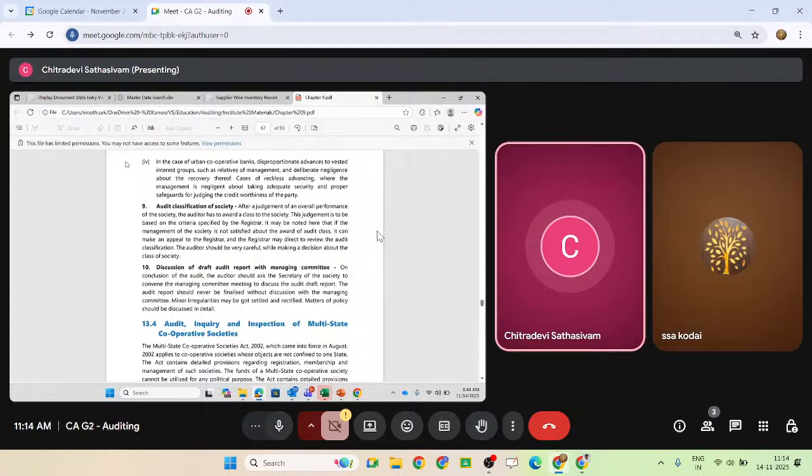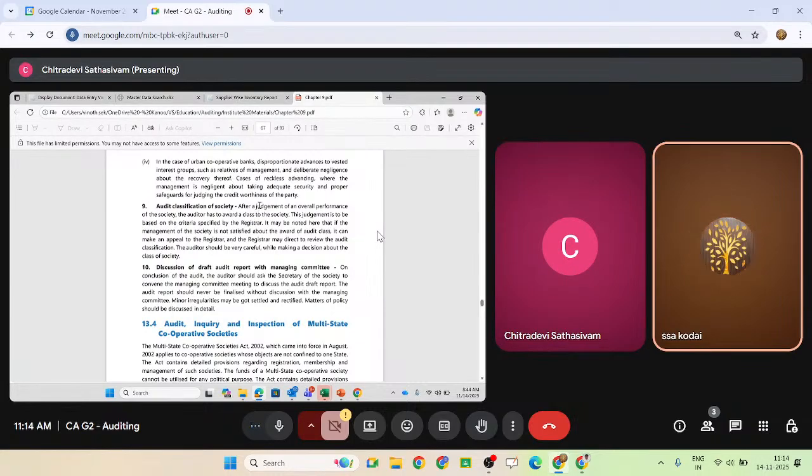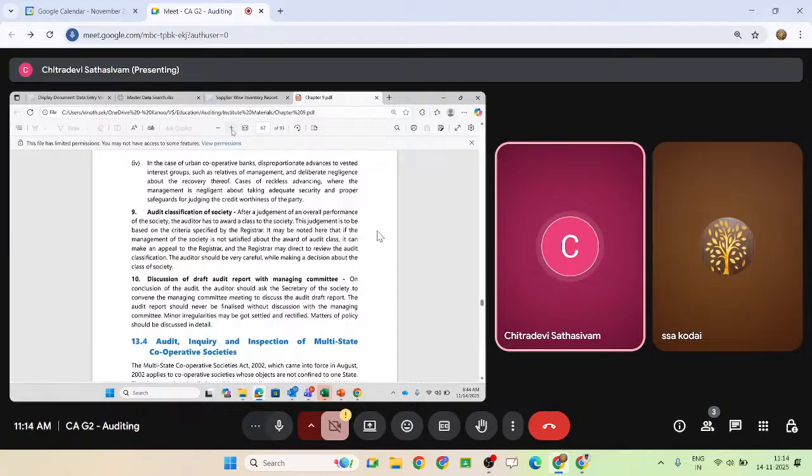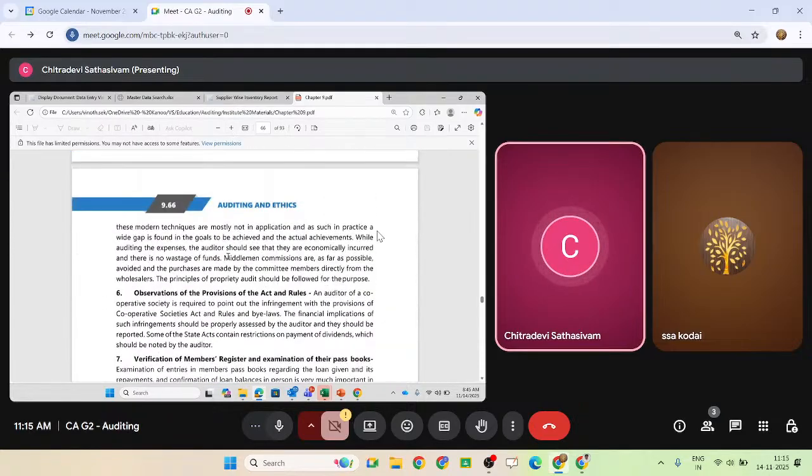You can see the material, right? Yes, sir. Okay, try to zoom it up.